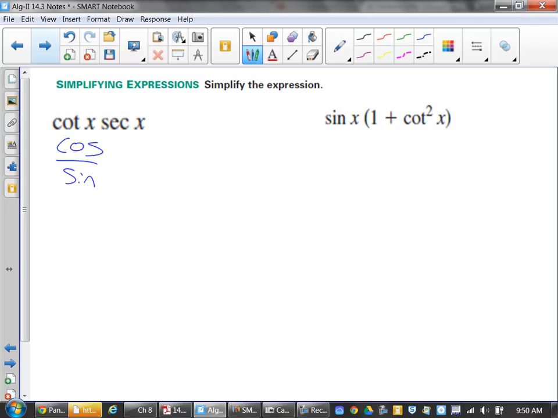Secant is the inverse of what? So what happens? The cosine drops, you get 1 over sine, which is cosecant. You're using fractions, and you're just simplifying. It's a puzzle.